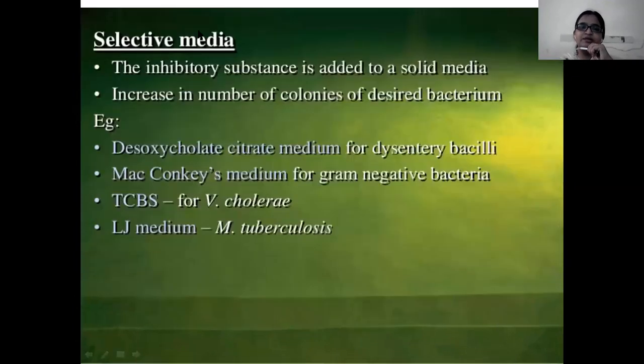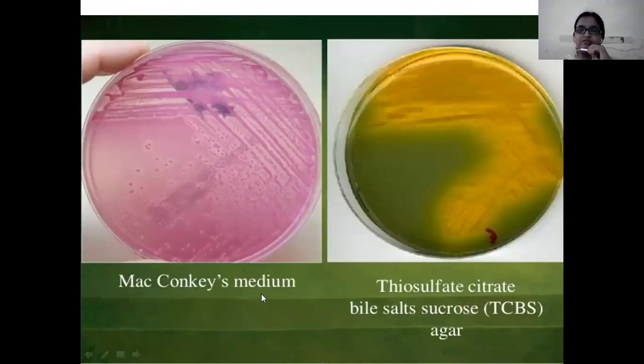And coming to the selective media, here inhibitory substances are added, and it increases the number of colonies of the desired bacterium. It is very similar to enrichment media. Examples are deoxycholate citrate medium for dysentery bacillus, MacConkey medium for gram-negative bacillus, and so on. And this is the MacConkey medium, and this is the thiosulfate citrate bile salt sucrose medium.